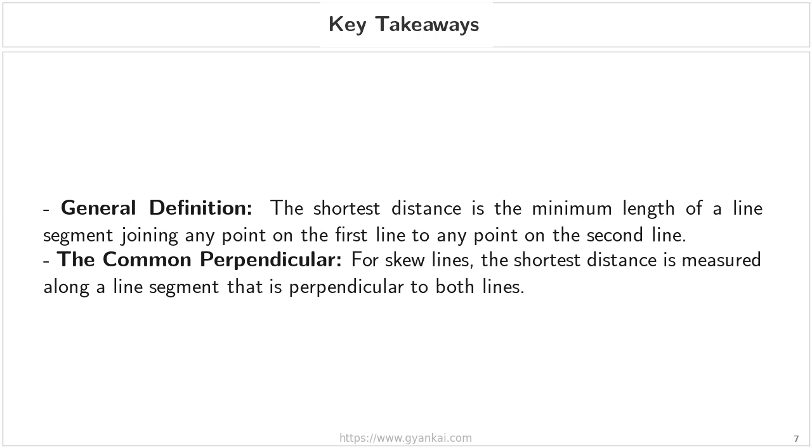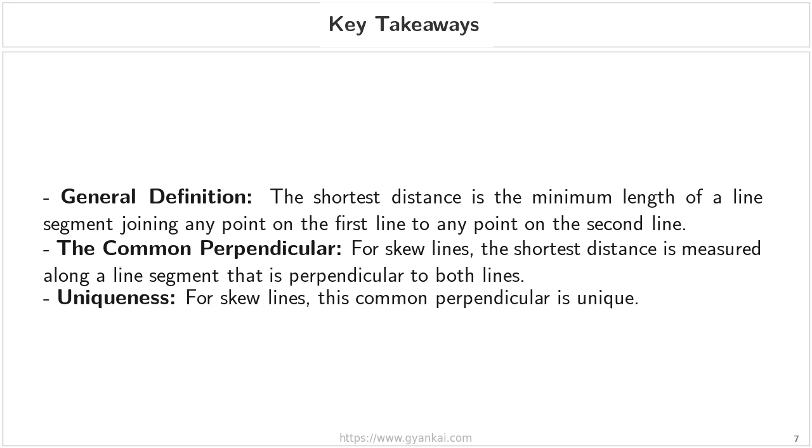Second, this brings us back to that crucial property of the common perpendicular. As we saw in our visualization of the airplanes, for skew lines, the shortest distance isn't measured at a random angle. It is specifically measured along a line segment that hits both lines at a right angle, meaning it is perpendicular to both lines. Third, it is important to note the uniqueness of this segment. For any two skew lines, there is only one single, unique common perpendicular. You won't find multiple different segments that all satisfy this perpendicular property.